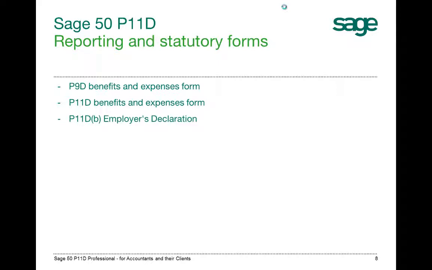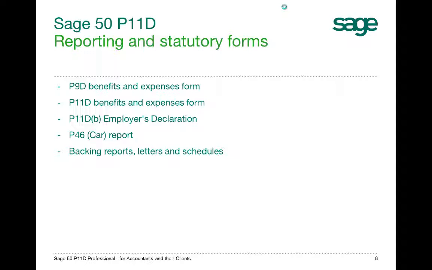You can also produce the Employer's Declaration. So this records the total Class 1A NICs for an employer, reflecting the total benefits liable to Class 1A on Forms P11D for all employees. The P46 car report. This is the quarterly return submitted where there has been a change in circumstances in the use of a company car. So that can be produced directly from the software.